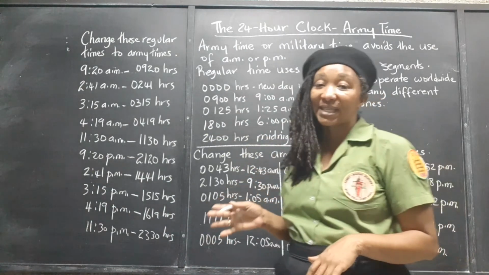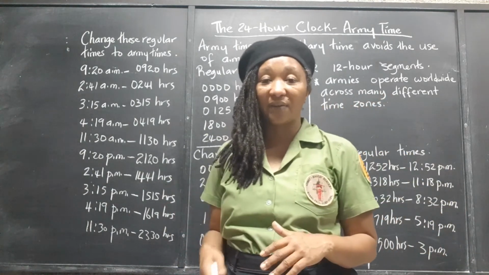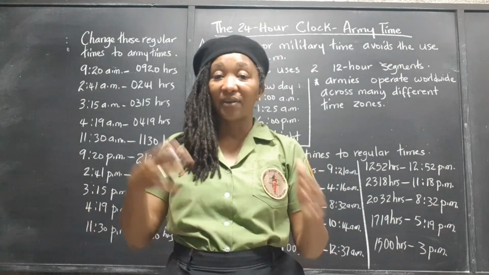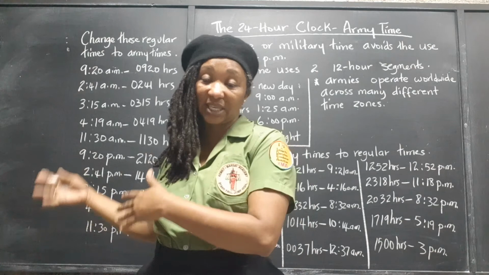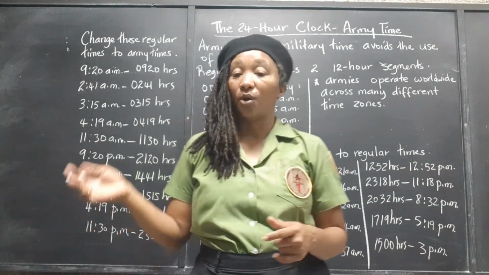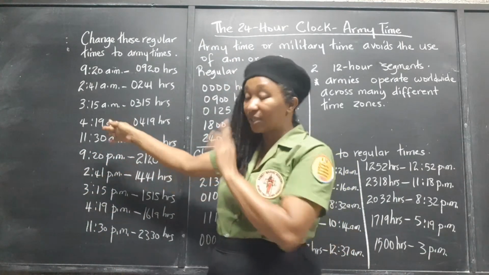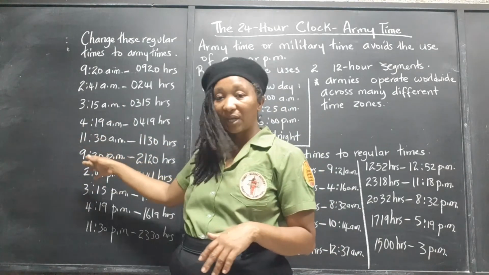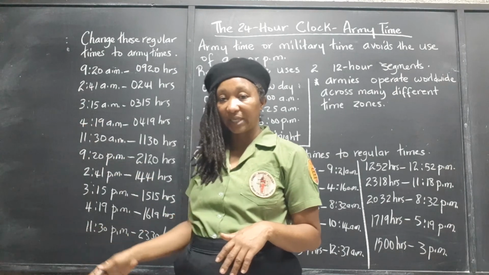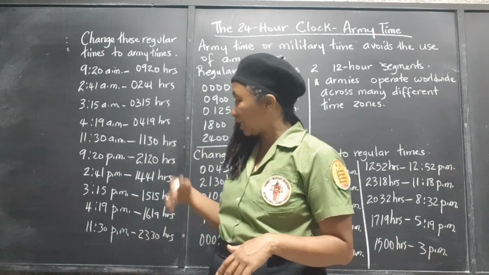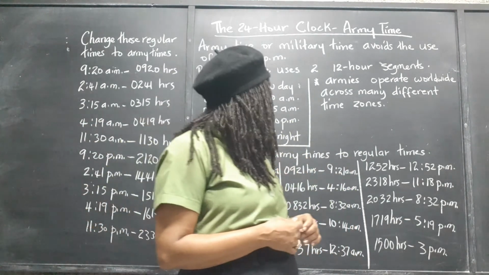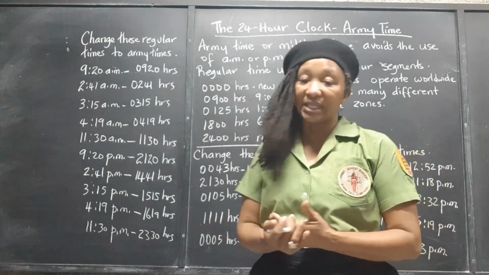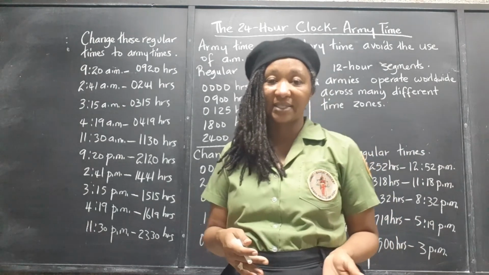Because in army time, they don't stop at 12 and start over. They just continue counting 12, 13, 14, 15, 16, all the way down. So for the hours, we just keep adding 12. Once it gets past 12, we start adding 12 to it, right? 13, 14, and so on. Alright, so that's it for army time and converting army time to regular time and vice versa.